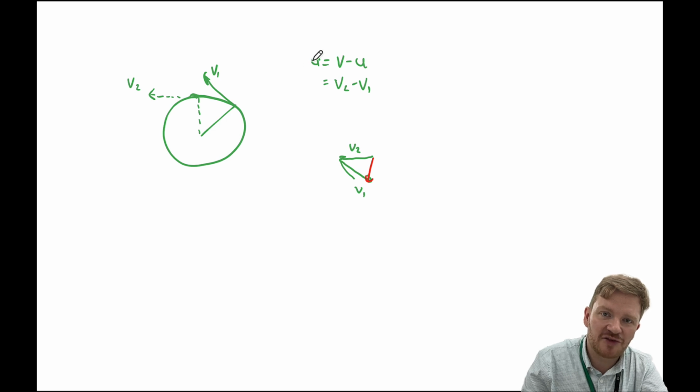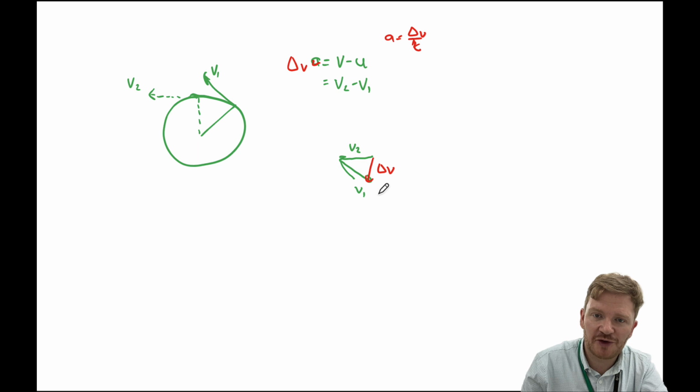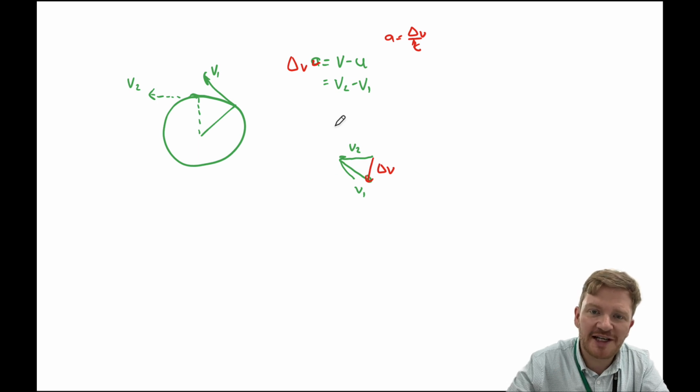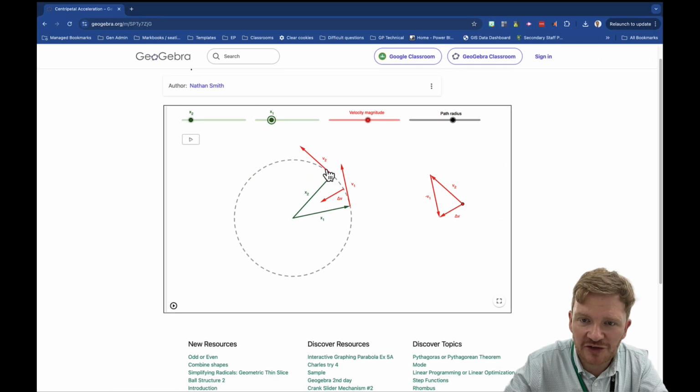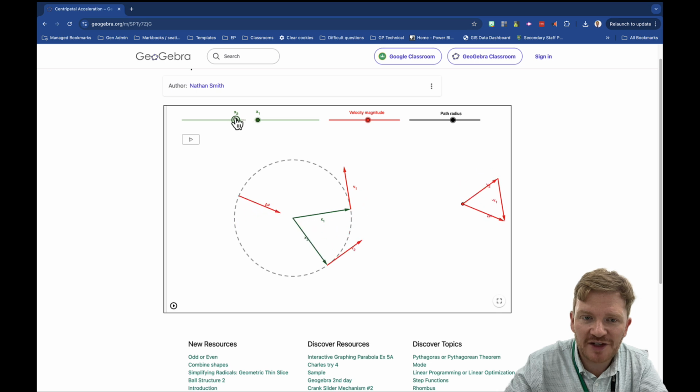Sorry, I said acceleration. That's obviously not acceleration. That should be change in velocity, because I can say acceleration is change in velocity over time taken. Okay, so this will be my change in velocity. And I haven't drawn it brilliantly here, but the simulation's quite good at showing what it looks like. And look, as I move it around, look at where my change in velocity is pointing. Delta V always points towards the center of the circle.